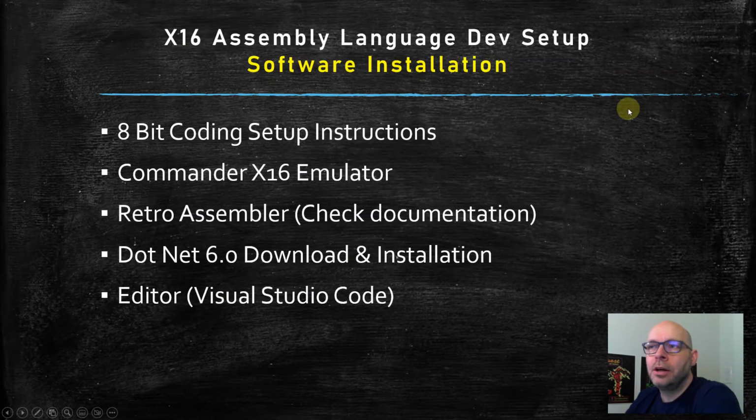All right, so back here on my slide, we have a software installation list, and the first thing we already covered is the 8-bit coding setup instructions. We'll be going back and forth between that setup page and this list of instructions as we go through this process. So let's take a look at step number 2 here, which says Commander X16 Emulator. So I'm going to put a link in the video description where you can get the Commander X16 Emulator, and basically you get it from the Commander X16 website, which I'll show you now.